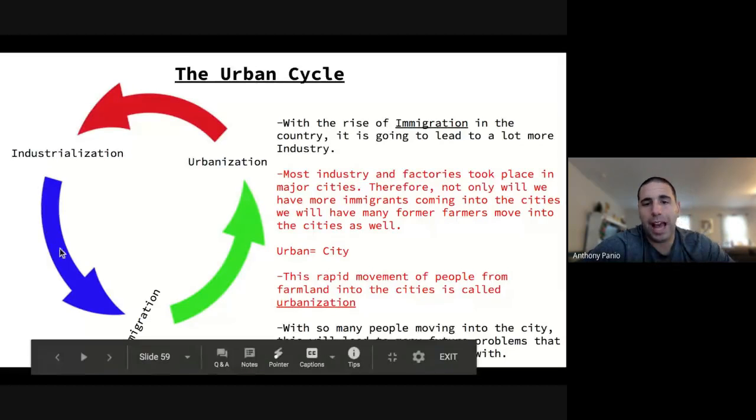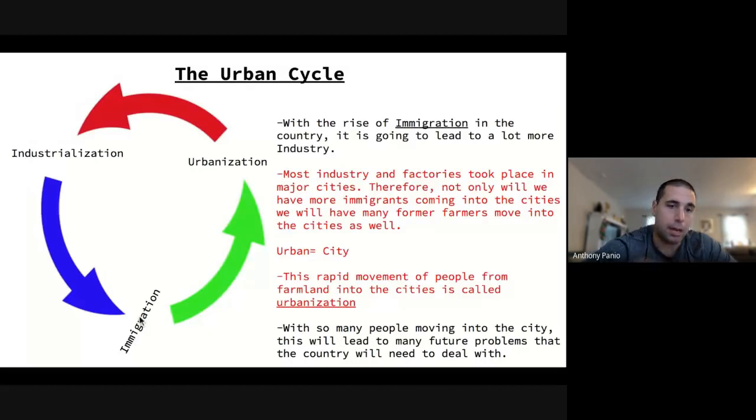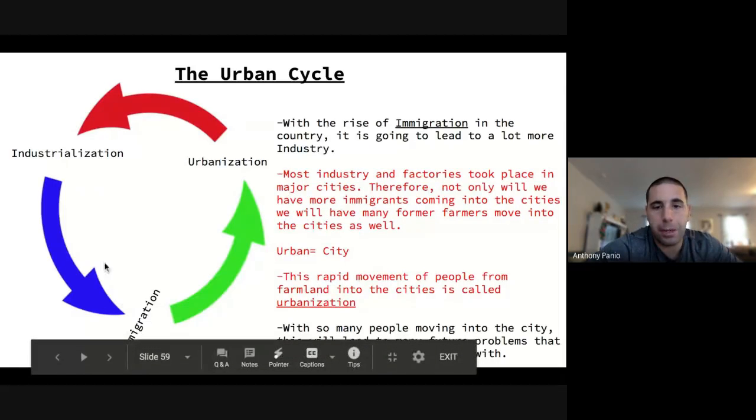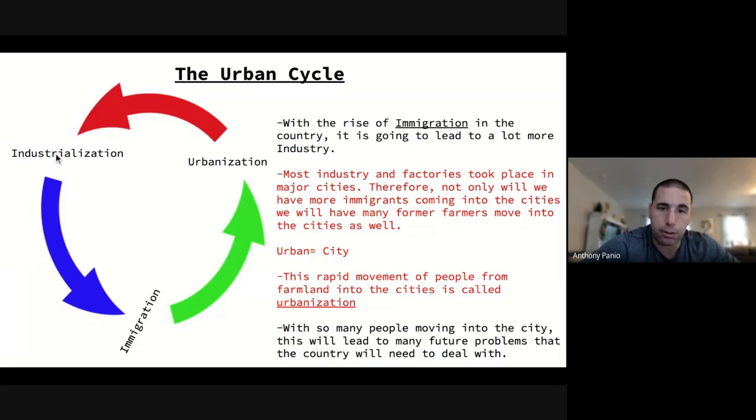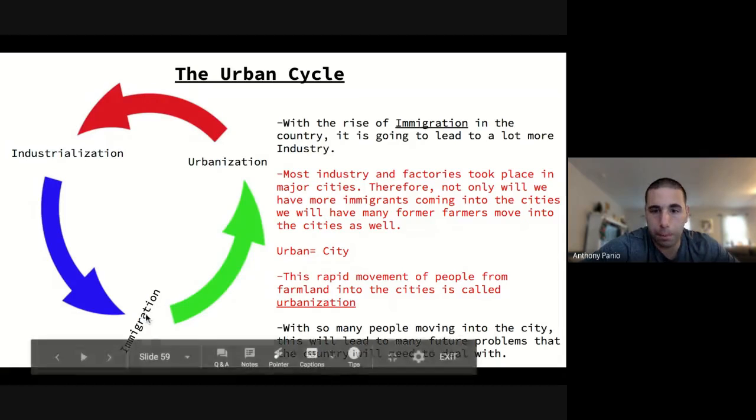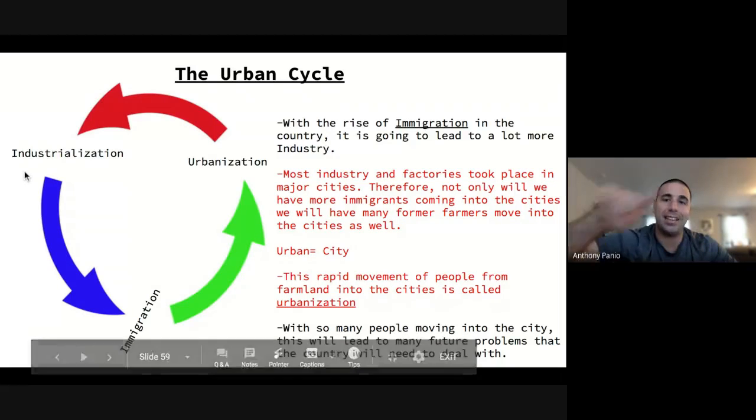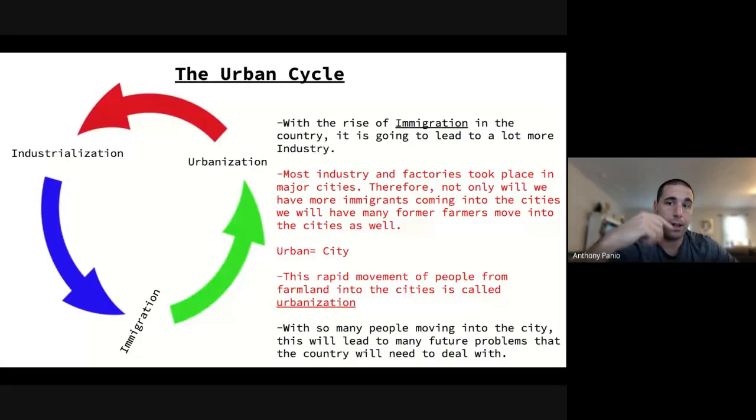When a lot of immigrants come in, many are going to move to the cities, places like New York City and the Bronx. They're not going to move out into farmland. Since more people are moving into the cities, that means we can build more factories. And since we can build more factories, we can have more immigrants come in. And since we have more immigrants coming in, they can keep moving to the cities. And since more people move into the cities, we can keep building more factories. It's an endless cycle.